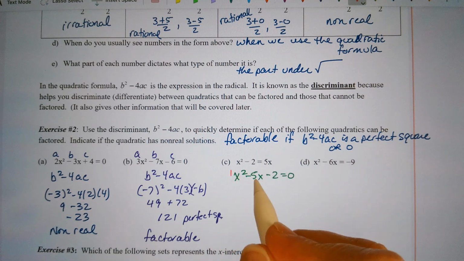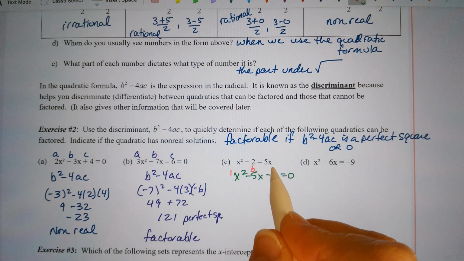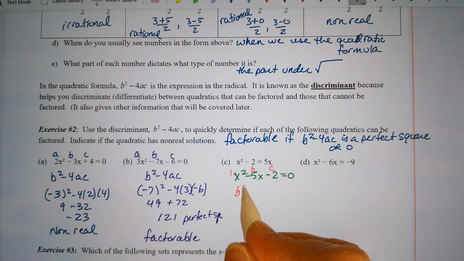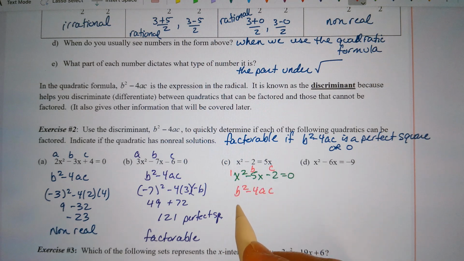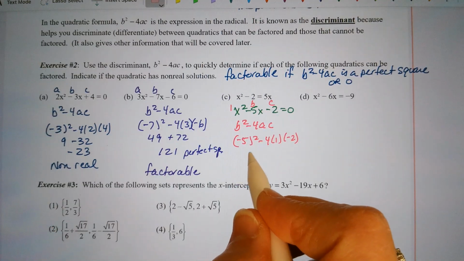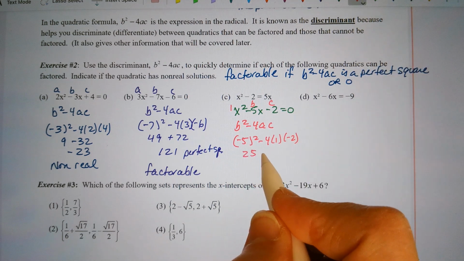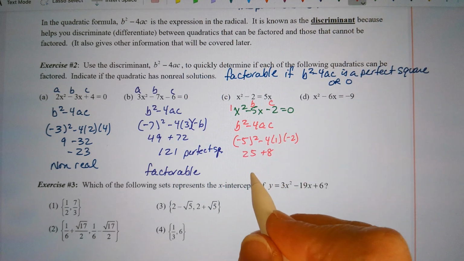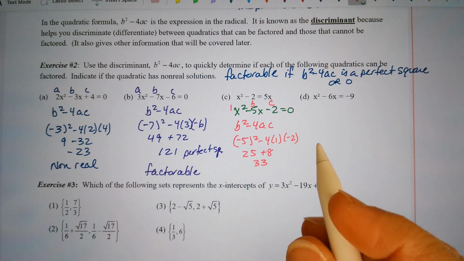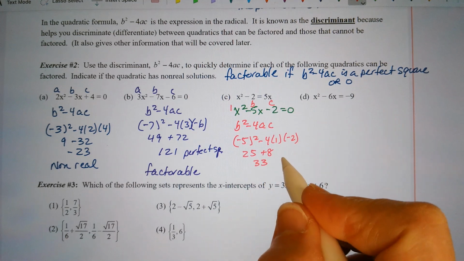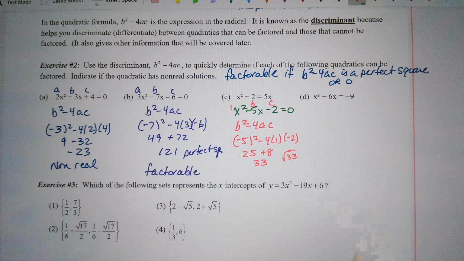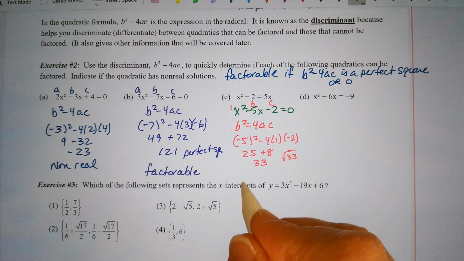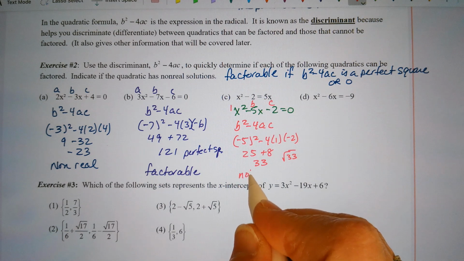So a is 1, b is negative 5, and c is negative 2. Negative 5 squared is 25, minus 4 times 1 times negative 2, that's 25 plus 8 is 33. Again, you're thinking, well, that would be the square root of 33, right? Under the radical. So this is irrational, so it is not factorable.